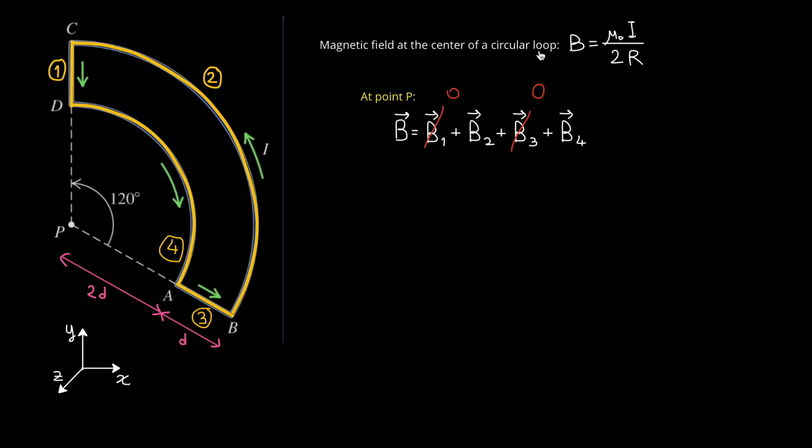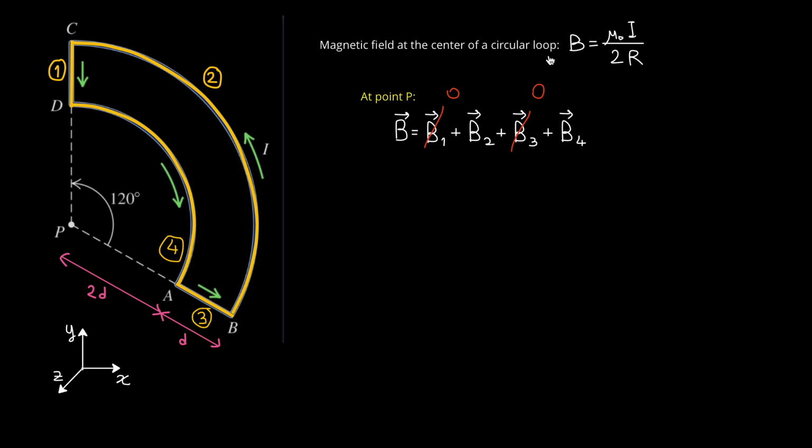Next, let's determine the magnetic field vectors B2 and B4. For the magnitudes, we will use this formula as I described earlier. And for the directions, we will use the right-hand rule. So let's determine the direction of each magnetic field vector. Let's start with segment 2.